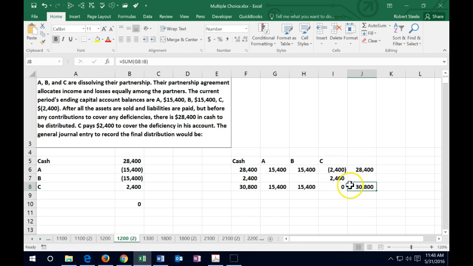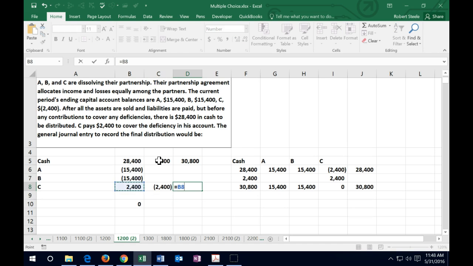If we look at it in terms of a trial balance, then if this was the adjustment column, we would say that cash went up with a debit of 2,400, and so the ending balance then would be the 28,400 plus the 2,400, and this capital account went down with a credit because C put money in, reduced, and so we're going to say this goes up to 0 in terms of a credit balance, plus the credit.